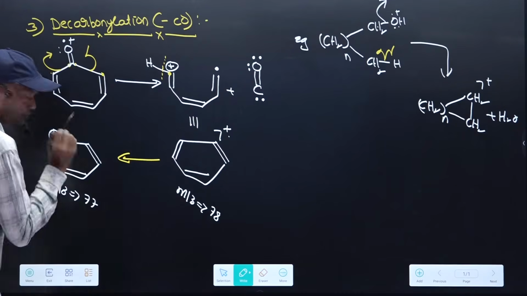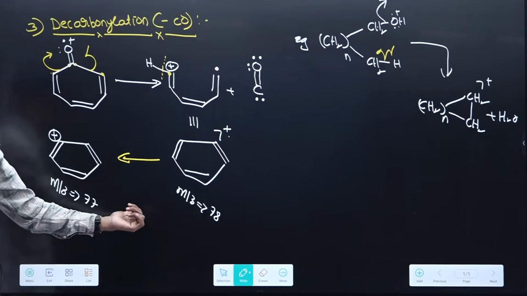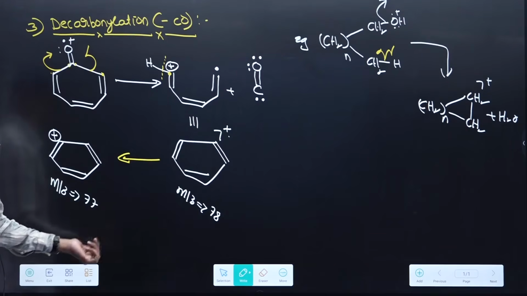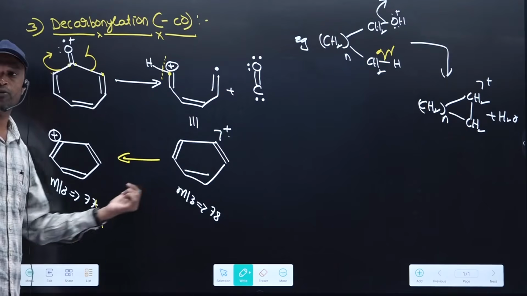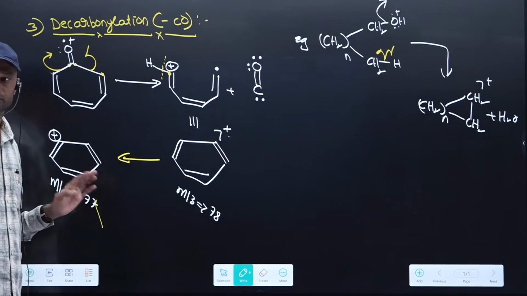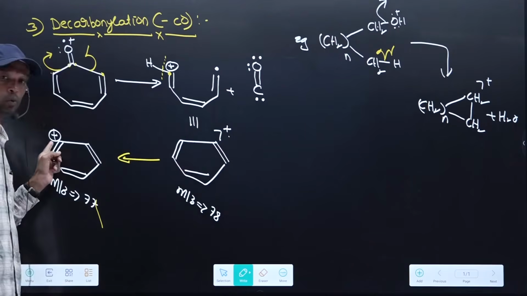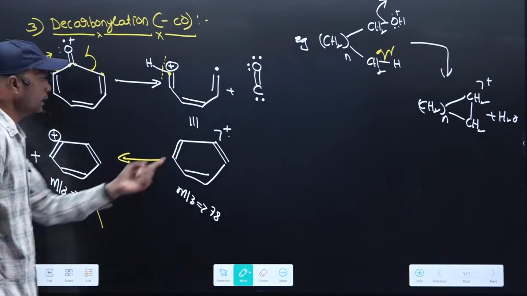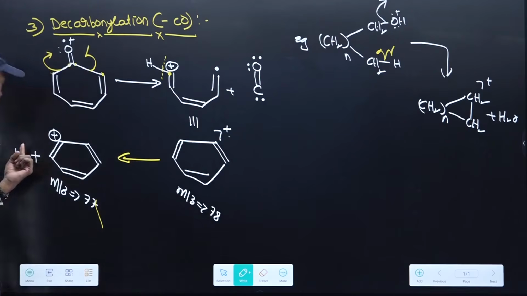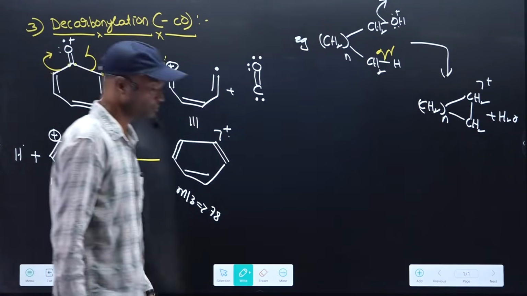So what about the m/z value of this one? This is 77. Once you get 77, what is the common fragment? 51. 77, 51. Yesterday I explained. Whenever you get 77, definitely you will get one 51 peak. Clear? It is a radical cation, but this is only a cation. So there is a loss of hydrogen in the form of a radical. It is an odd-electron radical cation. Following the rule or not? Yes. That is decarbonylation.